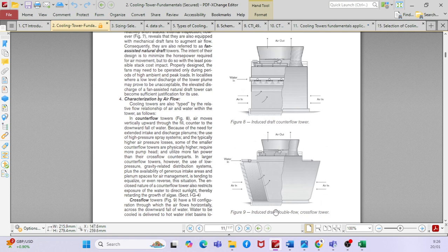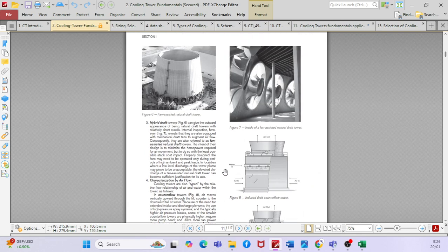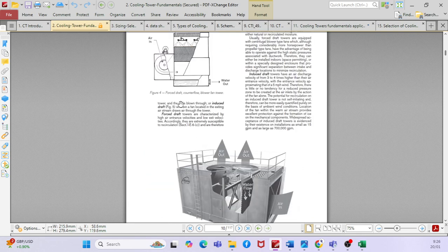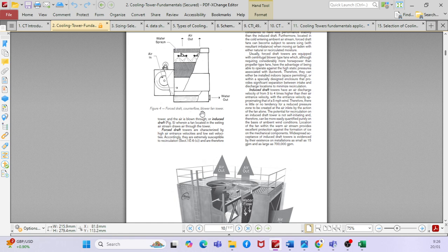Okay, you mean to say within the induced draft itself, you have two types, counterflow and cross flow. Yes, I think forced draft also you have two types, I guess. Okay, forced draft also. Can you see that counterflow? This is the counterflow.